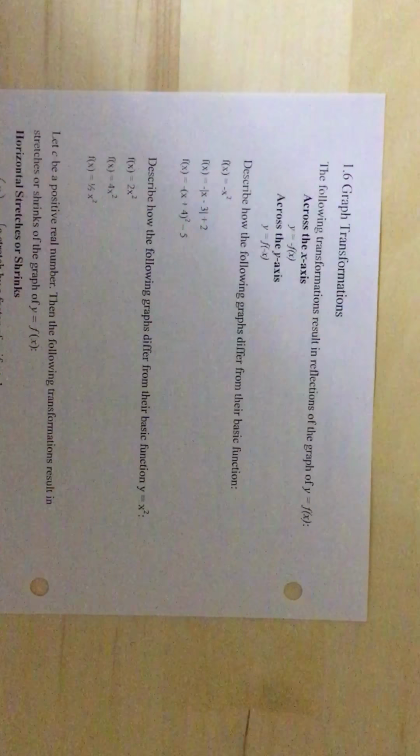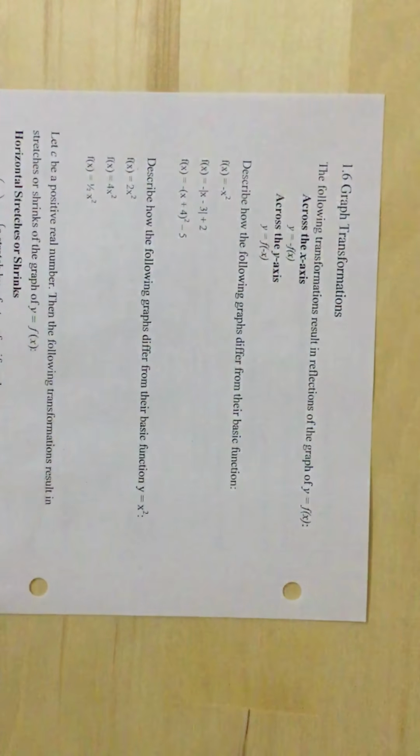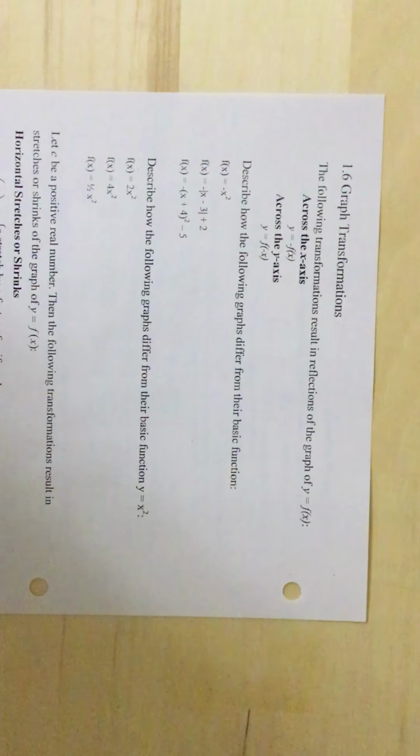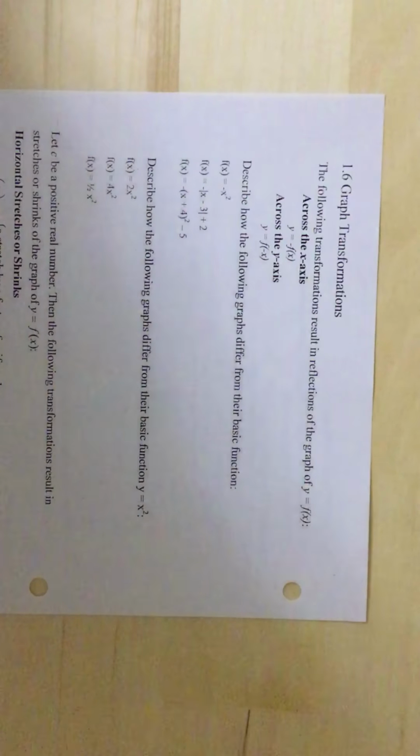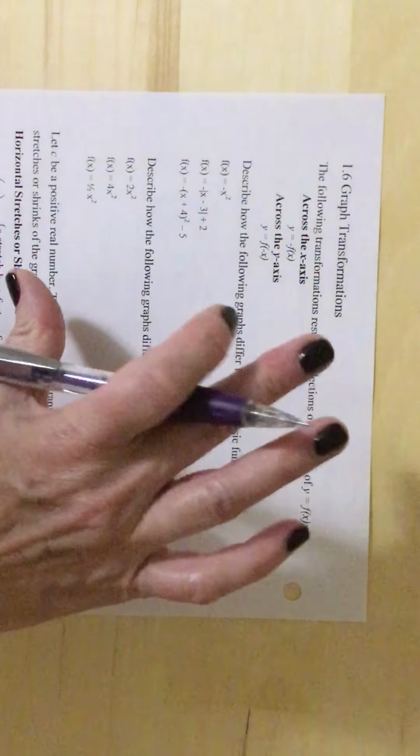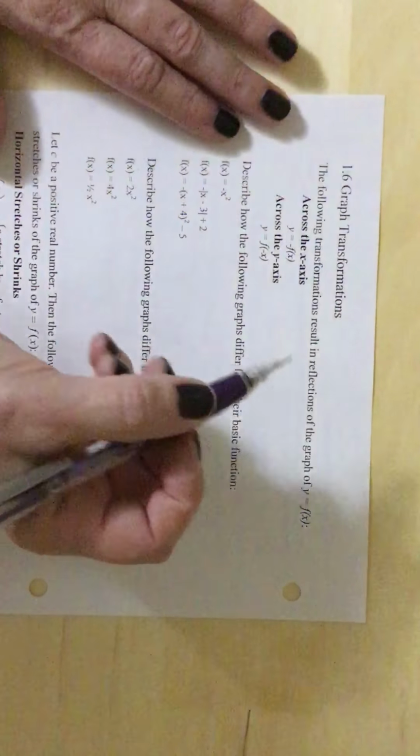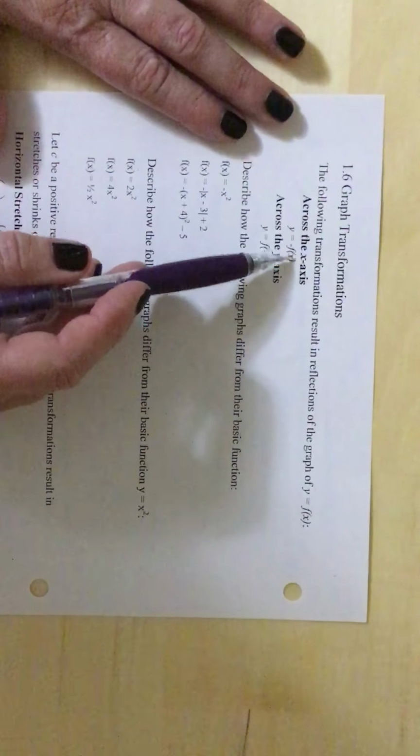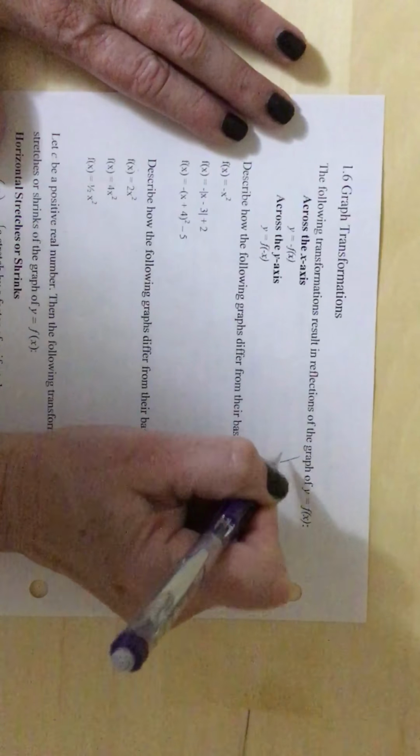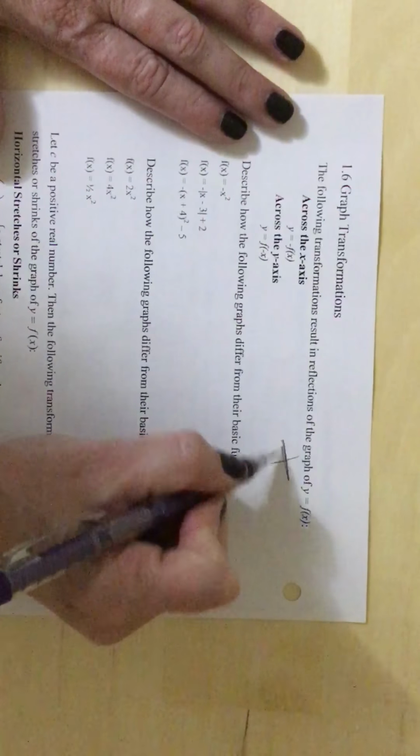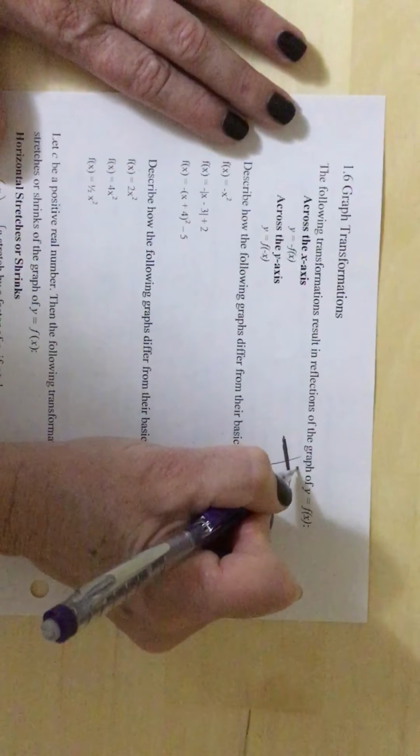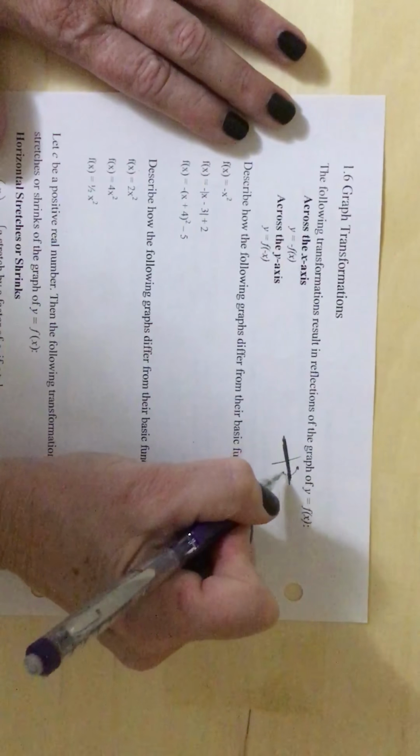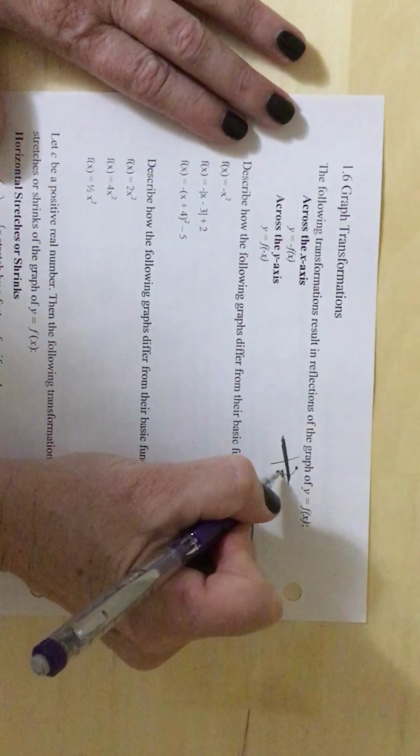Then if I flip over to the back page, we now are looking at reflections. On the front page, we were looking at translations, horizontal and vertical translations affecting the x and the y-axis. Now we're going to be reflecting over those axes. So if I have a reflection across the x-axis, and I'm reflecting over this x-axis, if this point was here, that point would end up down below.